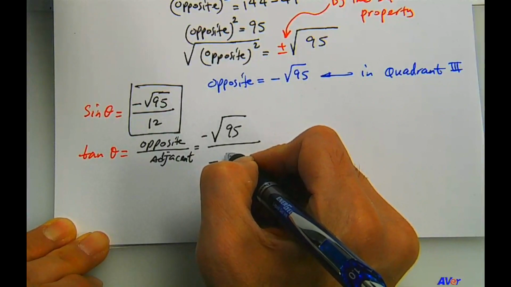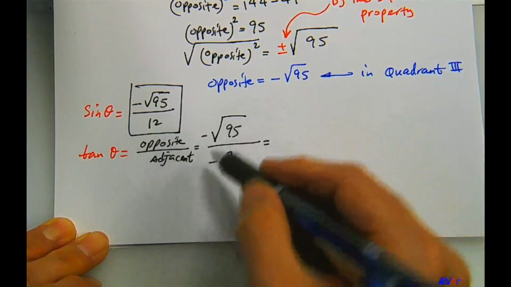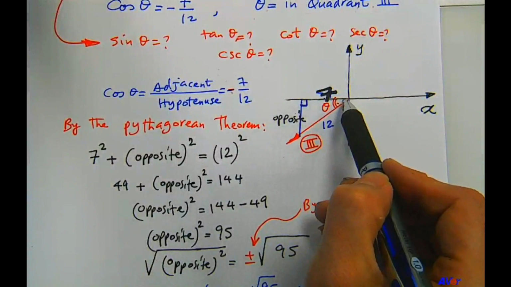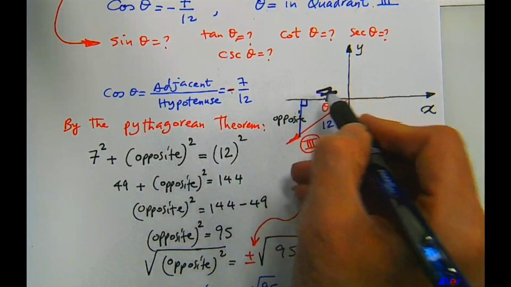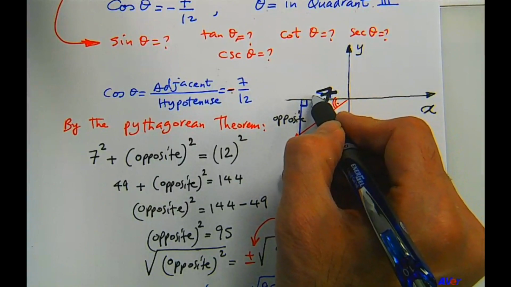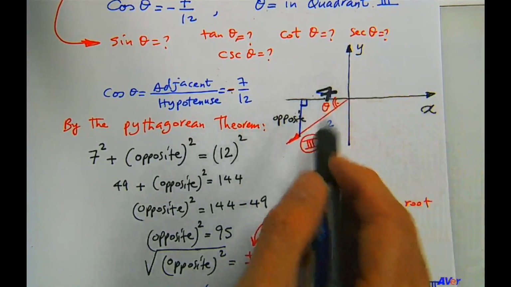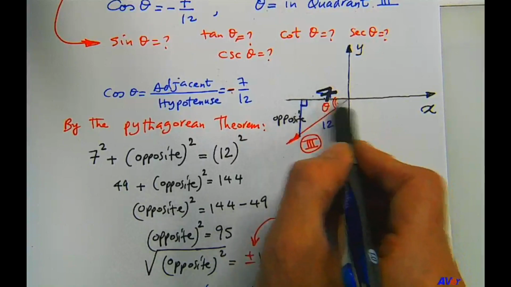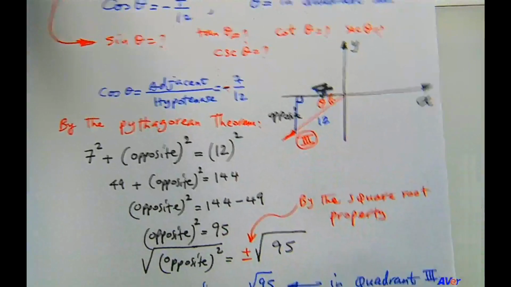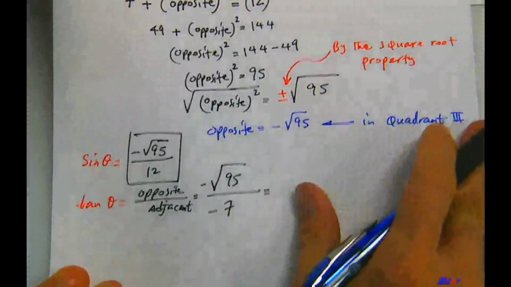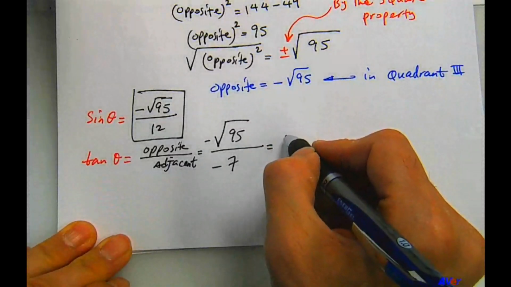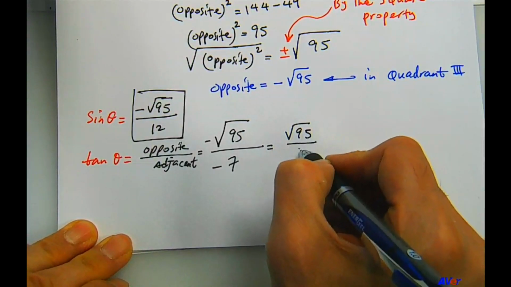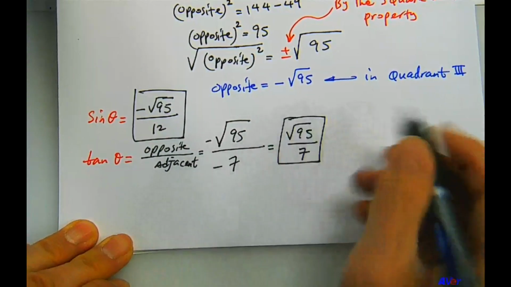Minus 7. Because once again, the adjacent is along the negative x-axis, and we might as well put that here. It makes no difference though. We can put that as negative 7 if you want, but this has no relation with the sign of this number, but this is in the second quadrant. That's why this would be negative when we plug it into the formula here. And then we have positive square root of 95 over 7, like that.